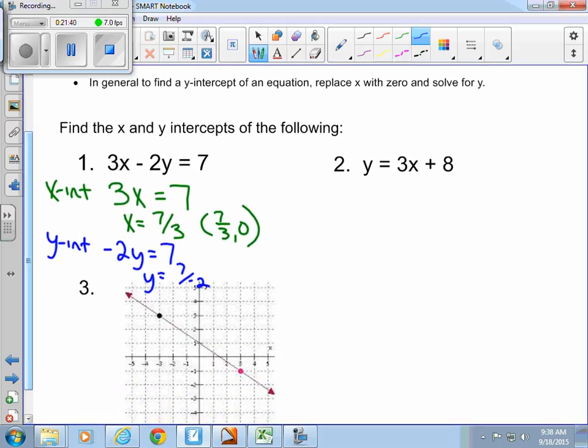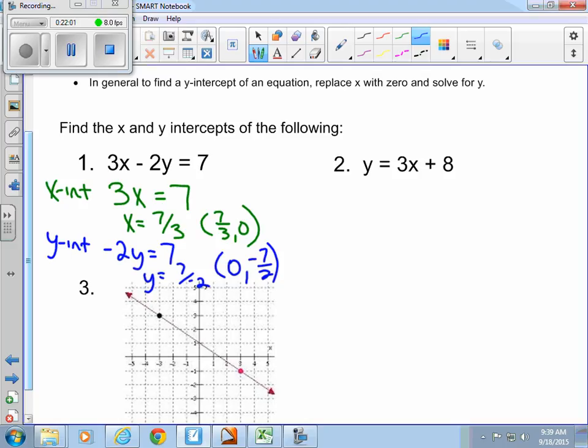If I wanted to write a y-intercept in point format, it would be 0, comma, negative 7 over 2. Because the x value is 0 and the y value is that y-intercept. So if you want to write it in point format, that's fine. Any questions about that one?